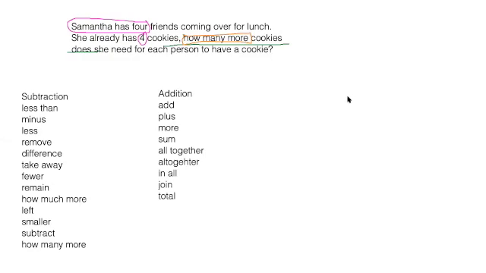The E in CUBE says evaluate the problem. And that means, what am I going to do? What is my action? What math is going to happen right now? What's the math?